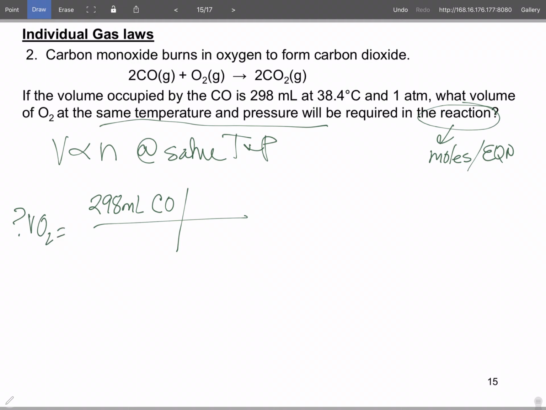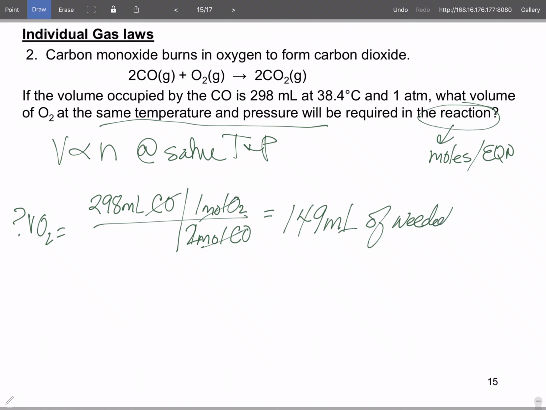So if we look at our equation, we have 2 moles of CO for every 1 mole of oxygen. So your moles cancel and your CO cancels, so you end up with 149 milliliters of oxygen needed. So in this particular case, I didn't need to convert the temperature because I wasn't using it. And I don't have to worry about the pressure, even though it's given, because again, I wasn't using it.